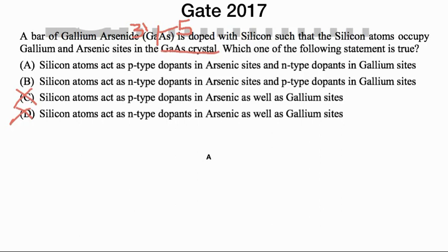Then we can easily say that silicon acts as a p-type dopant in arsenic, because in comparison to arsenic, which already has more electrons, silicon has fewer electrons and more holes. That's why it acts as a p-type dopant, whereas in gallium it has a larger number of electrons than gallium. That's why it acts as an n-type dopant. So answer A, that's our rightful answer.